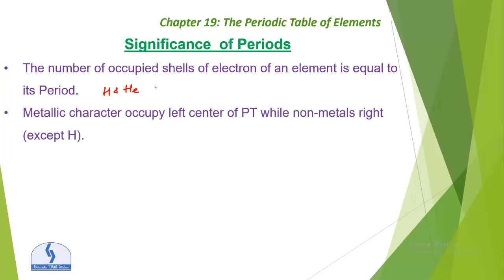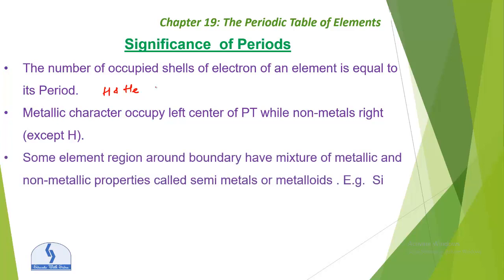Metallic elements occupy the left and center of the periodic table, while non-metals are on the right side, except hydrogen. Some elements around the boundary have a mixture of metallic and non-metallic properties. They are called semi-metals, or we can say metalloids. Example, silicon.